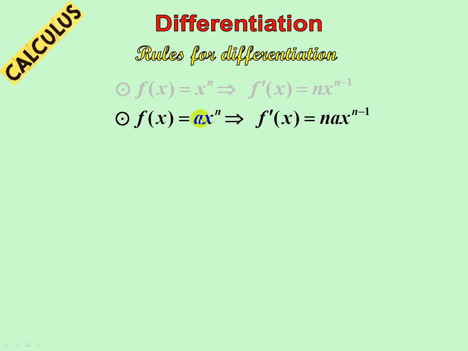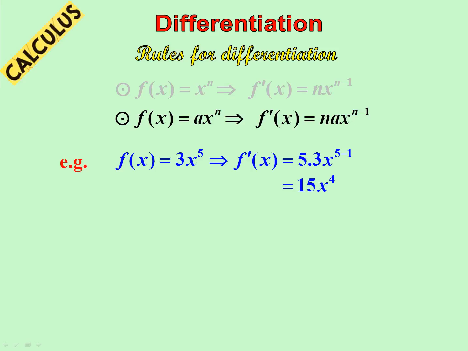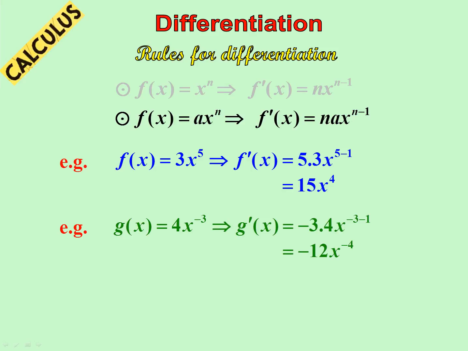Next rule. The only difference is now we've added a coefficient to x to the n, but the same thing happens. Where the n multiplied down and we dropped that by 1, the n is going to multiply down and we drop that by 1. Same thing. But we can do a multiplication now. So 5 times 3, x to the 5 minus 1: 15x to the 4. Negative 12x to the negative 4. Multiply, subtract 1, which we write with positive exponents.